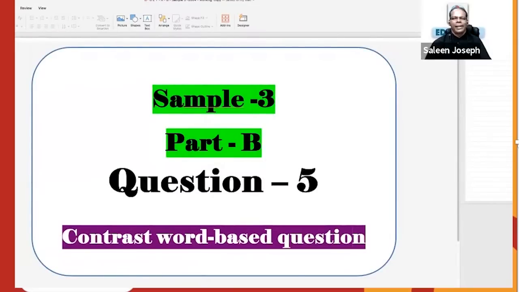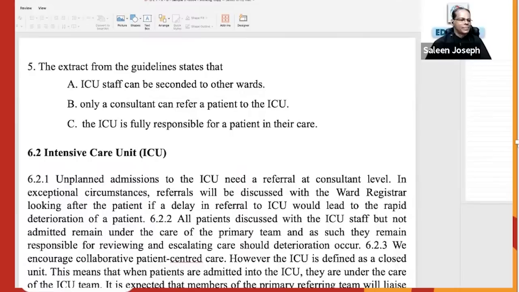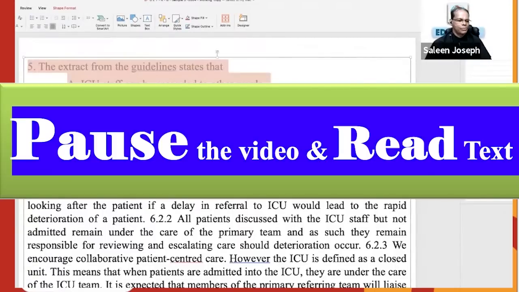Sample 3, question 5, contrast word based question. Do you have the stamina to go on? Yes, Father. Let's see then. Now, contrast word based question, the question and the answer options.